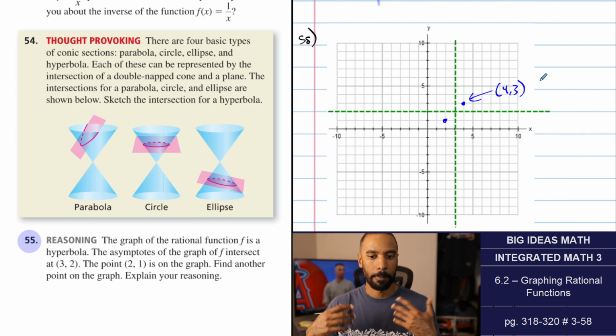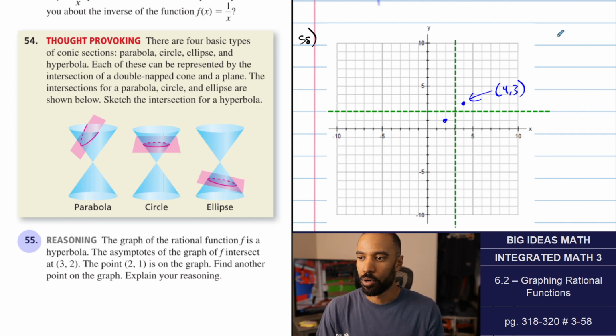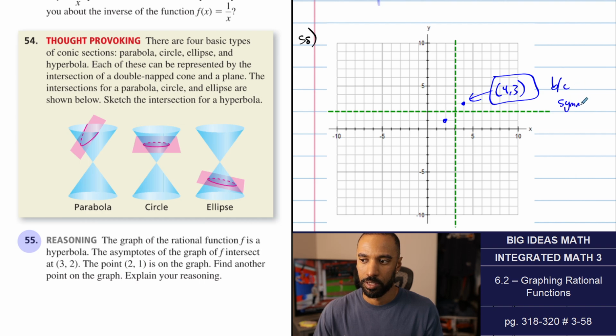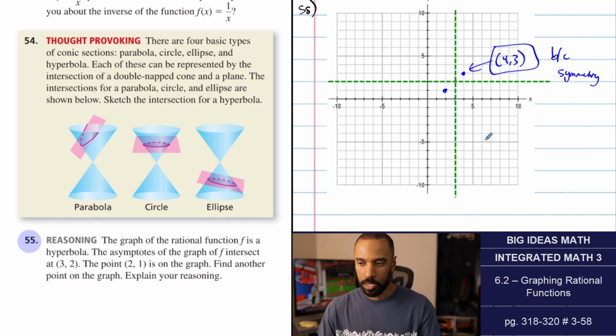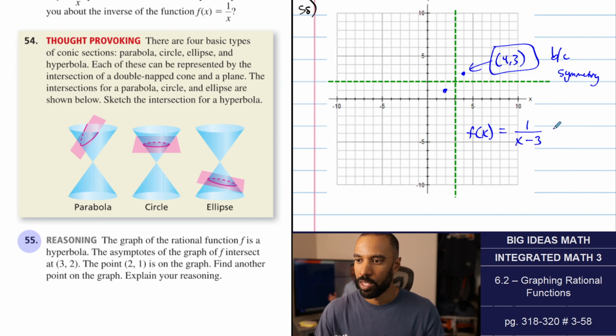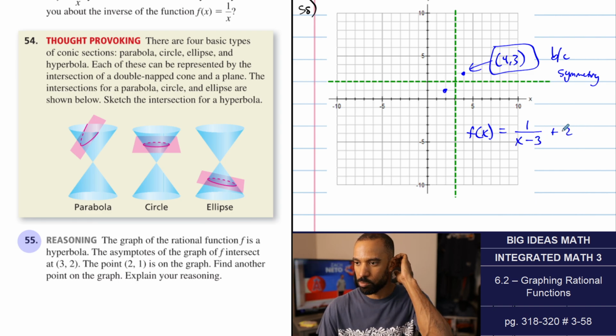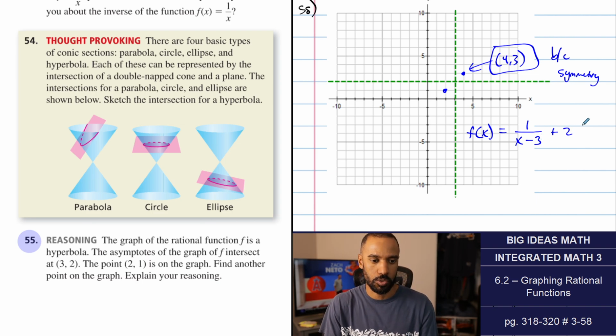That's symmetry about this thing, right? So 4, 3 should be another point because of symmetry. If you want a whole equation, your a is 1 over 1 up 1. Your whole equation would be f of x equals 1 over x minus 3, plus 2. Those are the asymptotes, 3, 2. Or, x equals 3, y equals 2.